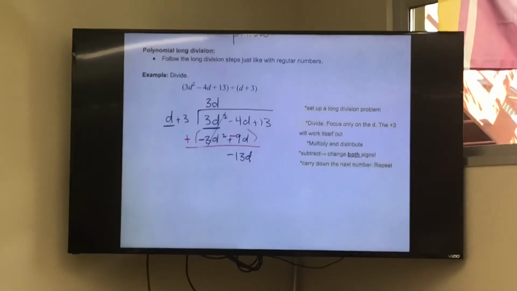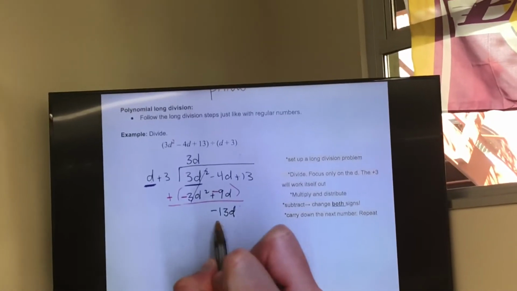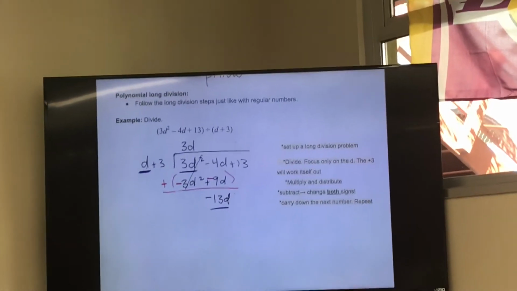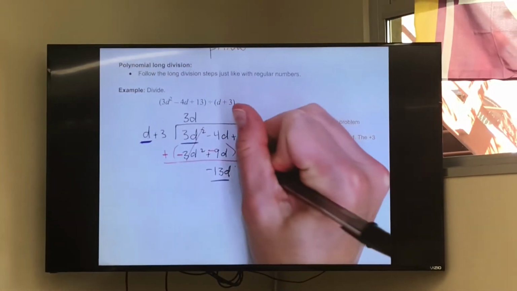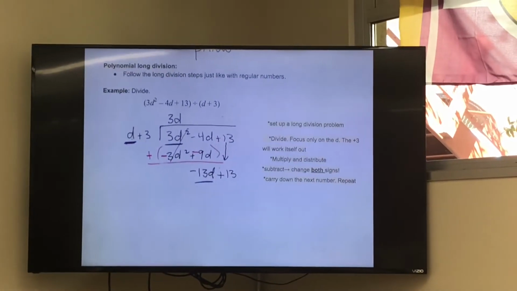Okay, that's the first step. Now we do it again. Front term, d into 13d. Oops, I forgot one step. Don't forget to bring that extra term down, just like with long division. Okay, back to what we were doing.